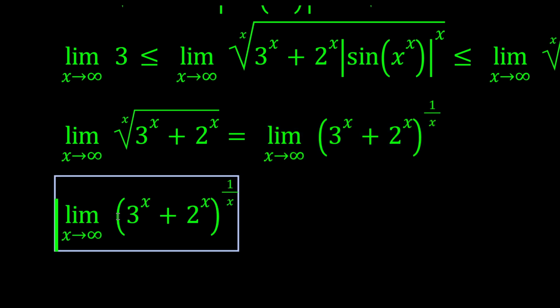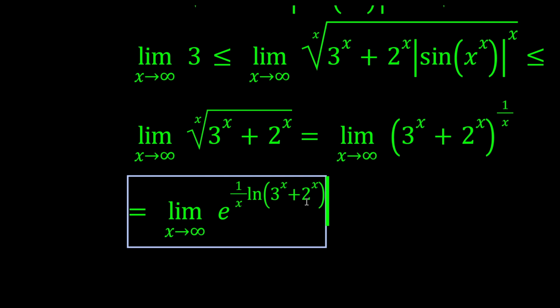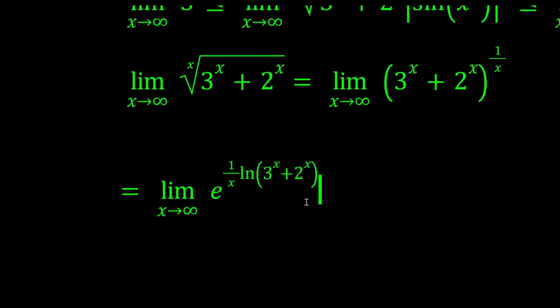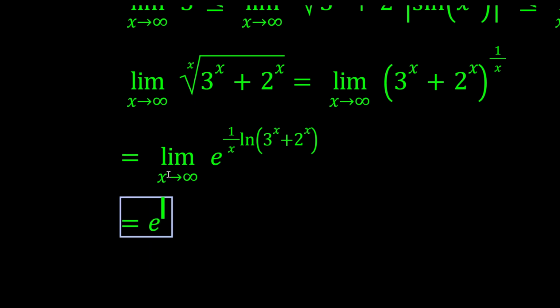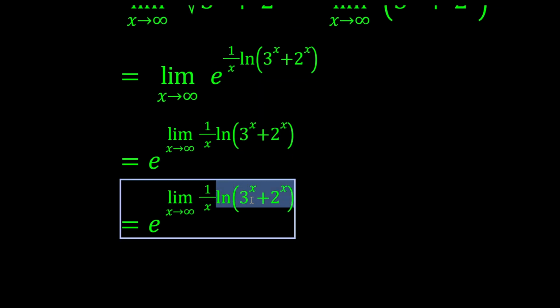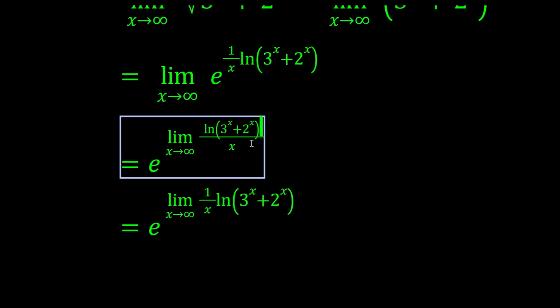So e to the ln of this thing, and then we take the 1 on x down, and because e to the something, the exponential function, is continuous, you can actually write this as e to the limit of that thing. So that's like a rule about limits. If you have a limit of a continuous function, you can just switch the limit and the function, if you know what I mean. Great, so this thing is going to be going to infinity, right?